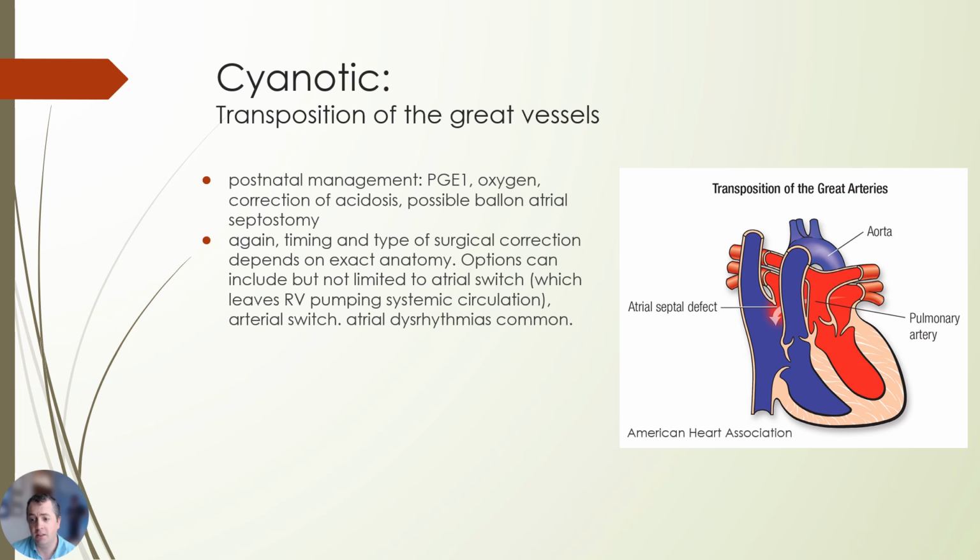Transposition of the great vessels, in this case the aorta is coming from the right ventricle and the pulmonary artery is from the left. Postnatal management: prostaglandins, because this is a ductal dependent lesion, oxygenation, correction of acidosis, possible balloon atrial septostomy to cause more shunting. Again, the timing and type of surgical correction depends on the exact anatomy. Options include, not limited to, the atrial switch, which ends up leaving the RV pumping systemic circulation, and the arterial switch, which results in each ventricle pumping to its proper exit. Atrial dysrhythmias can be common with this.